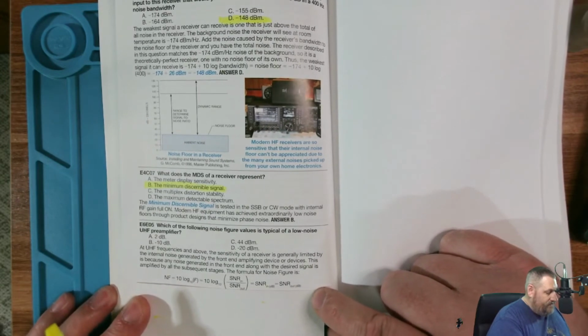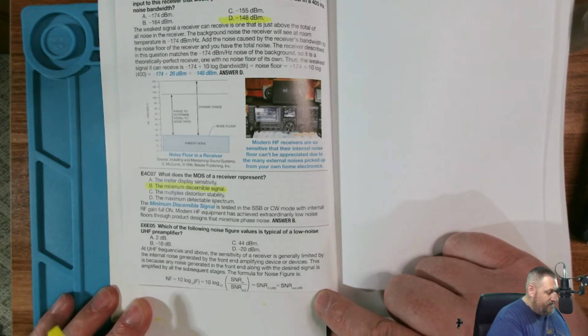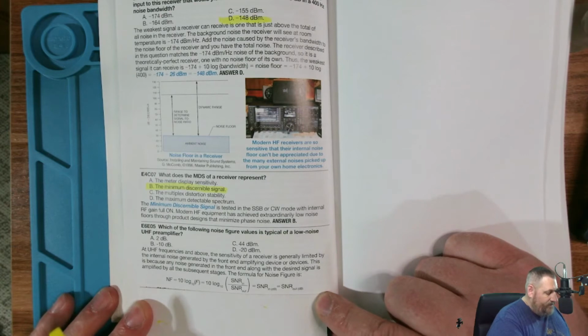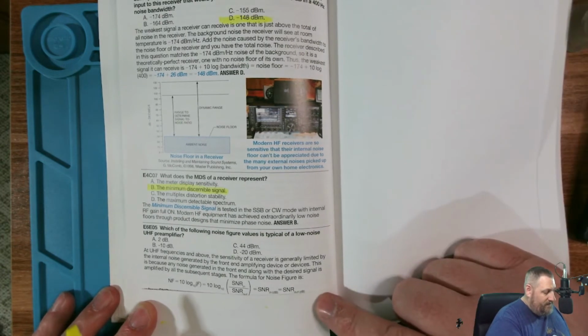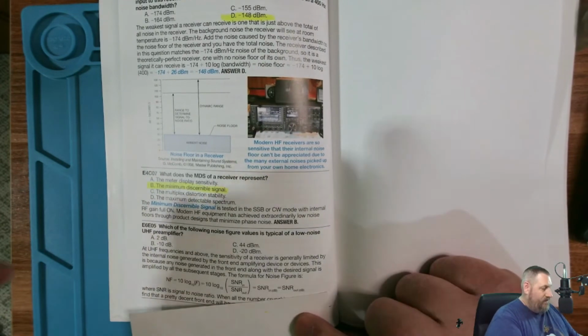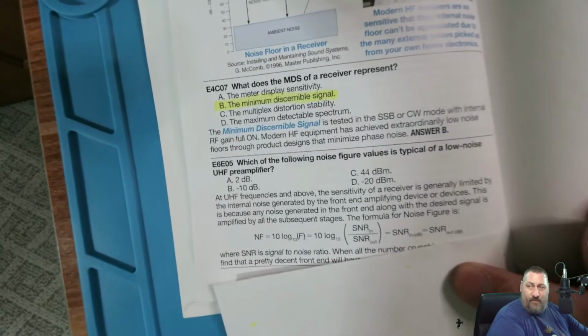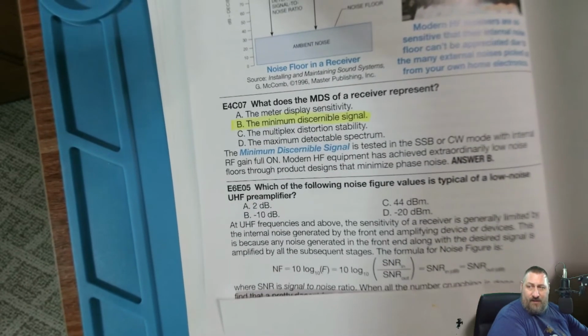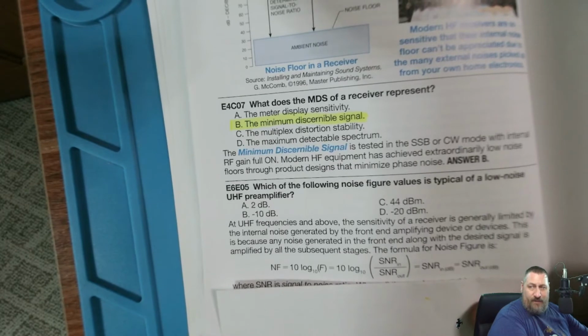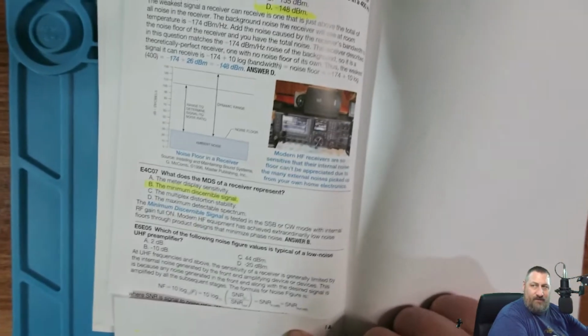noise figure equals 10 log F, equals 10 log to the base 10 times SNR in divided by SNR out. It's a lengthy formula, and I'll try to see if we can get the glare fixed. There you go, that's a little better. So there's the formula. It's a mouthful to say, and I'm probably saying it wrong.